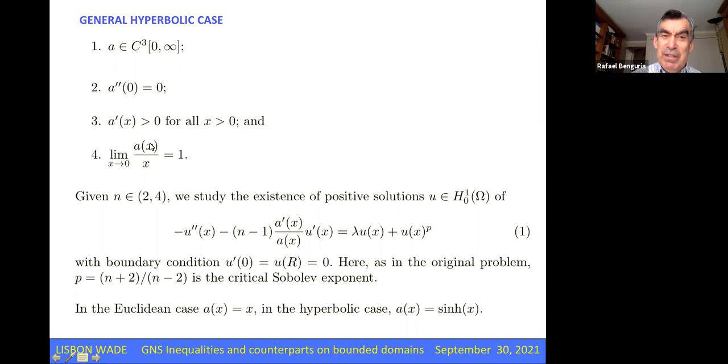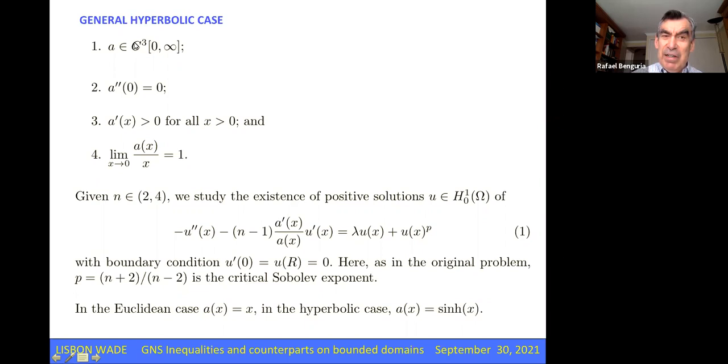And we consider the problem when the function A is C3, and sufficiently smooth. The second derivative of A at the origin is 0, and A is increasing, and the limit of A of x over x is 1 when x goes to 0. You can check that in all the three known cases, for the case of a domain in the Euclidean case, A of x is r. You can check that all these things are satisfied.